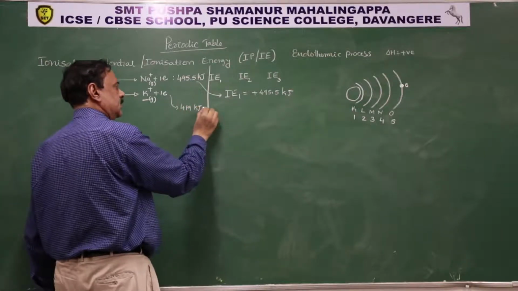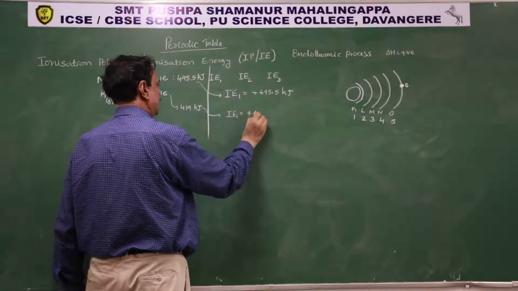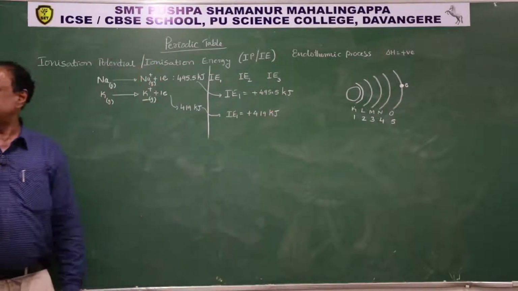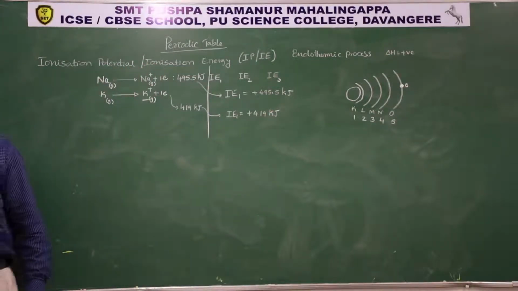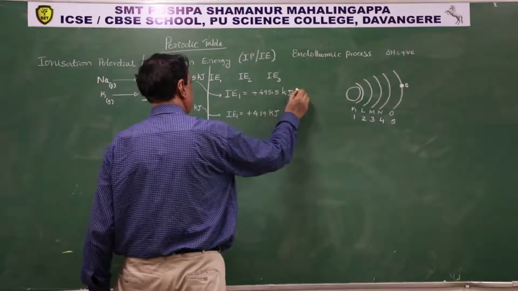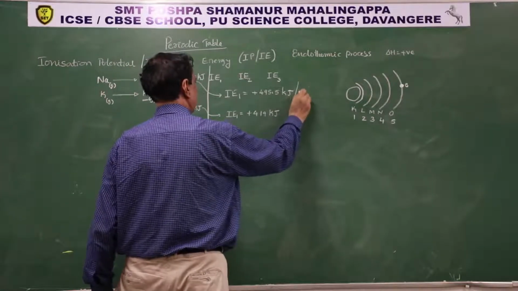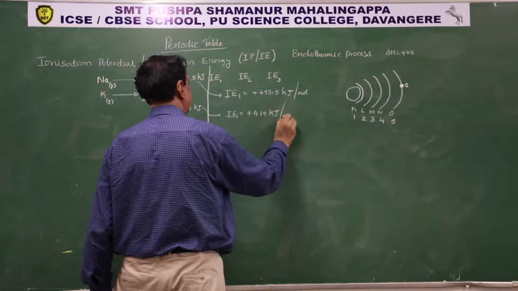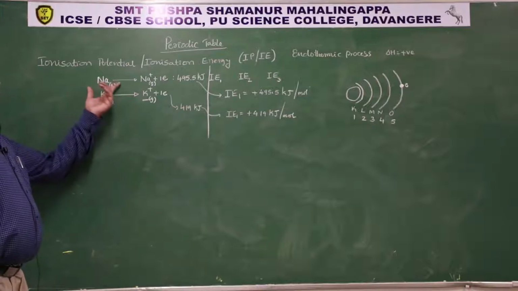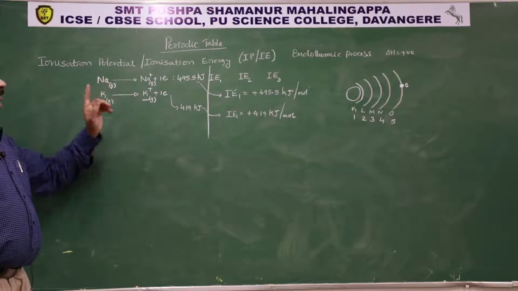419 kilojoules. That is IE1 is equal to plus 419 kilojoules per mole of an element. Here also this is per mole of an element. What is per mole of an element? That is for one Avogadro number of electrons.